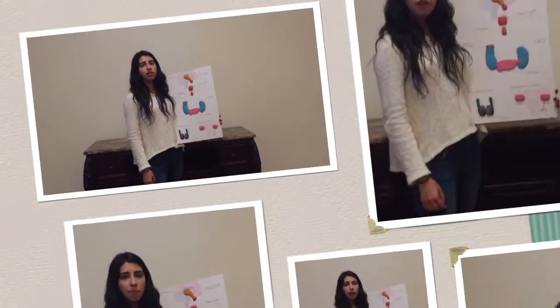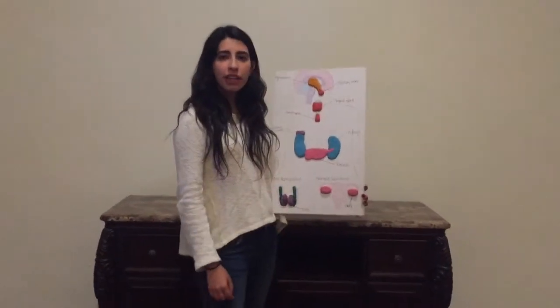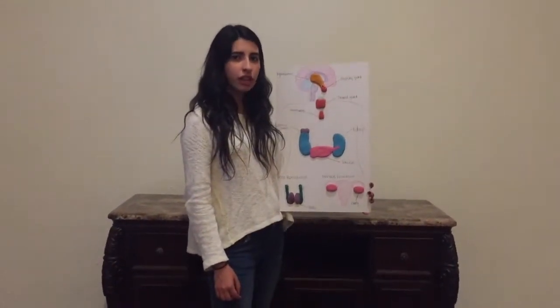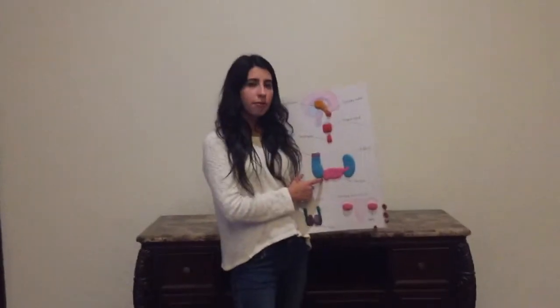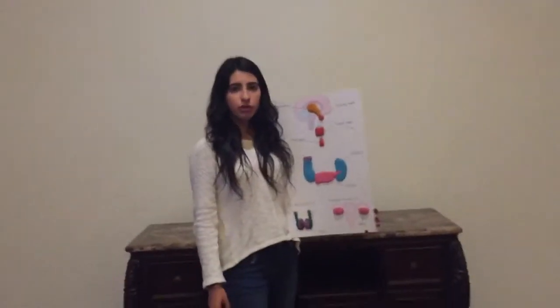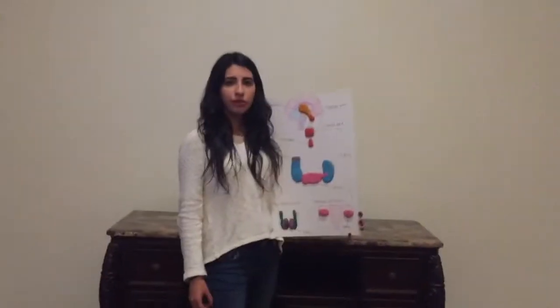The pancreas releases insulin that affects the liver, muscles, and adipose tissue. It lowers the blood glucose. It also releases glucagon that affects the liver, the muscles, and the adipose tissue. It raises the blood glucose levels.